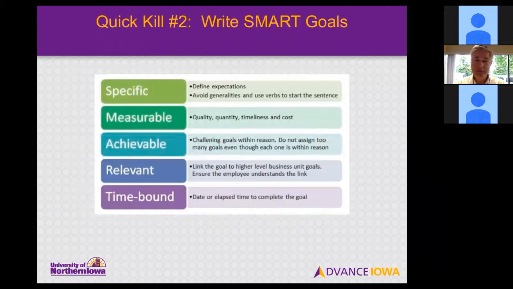And then it should be relevant to what you're going after, obviously. And lastly, time bound. Set an end date and maybe even some checkpoint milestones. So when you're looking at how to close that financial gap in Quick Kill 1 that you identified, apply SMART goals to get there.